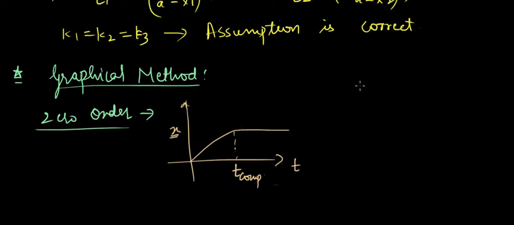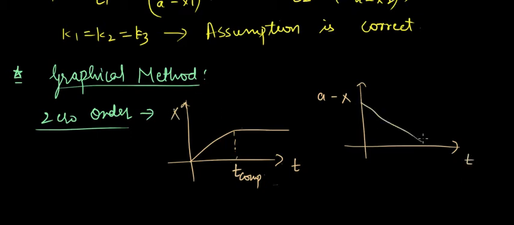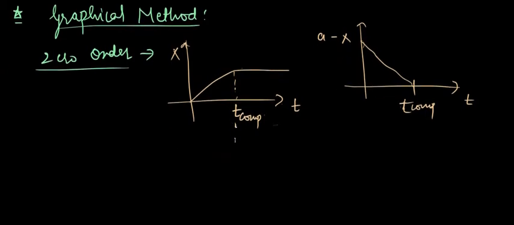Or we can also have a graph of a minus x with t, which would be decreasing, and finally at t complete we would have a minus x as 0. So if these two graphs are observed, then the order of the reaction is 0.